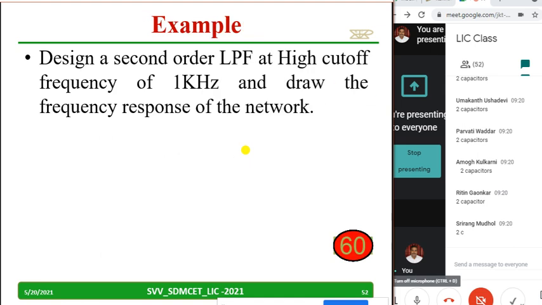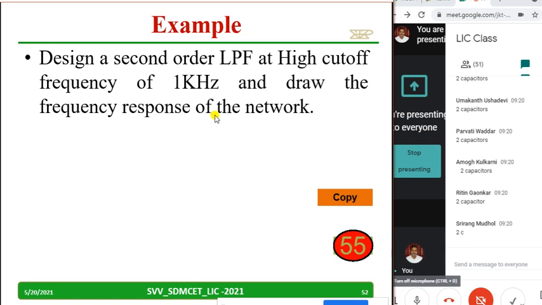Design a second order. All of you copy down. I'll dictate. Design a second order low pass filter at a high cutoff frequency of 1 kHz, and draw the frequency response of the network. Copy down this. You can take another 10 to 15 seconds. Those who are not copied, it's the same.